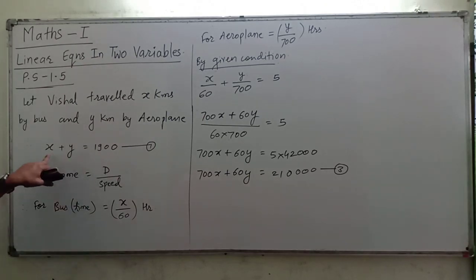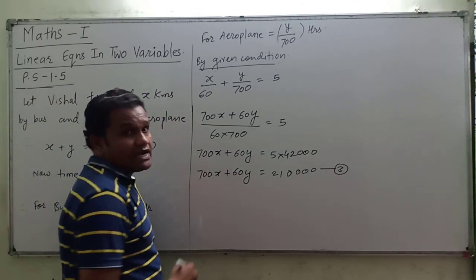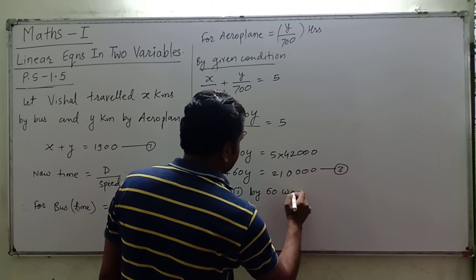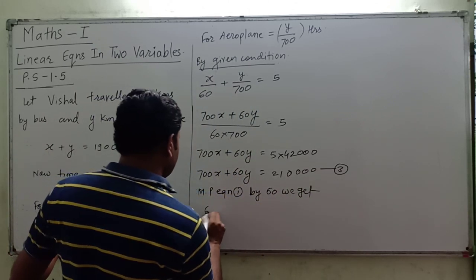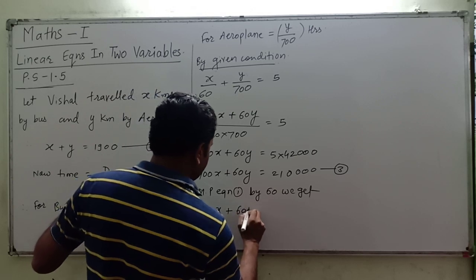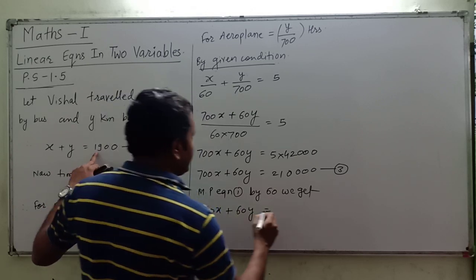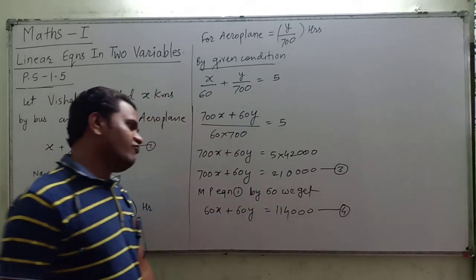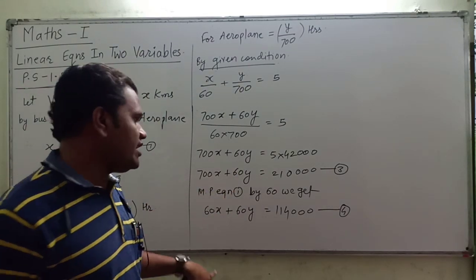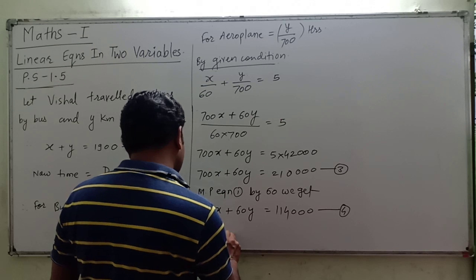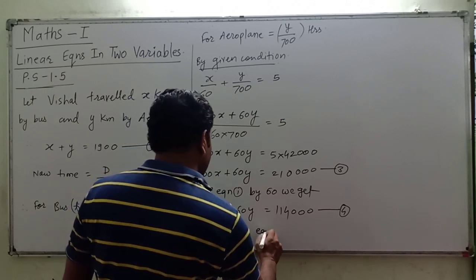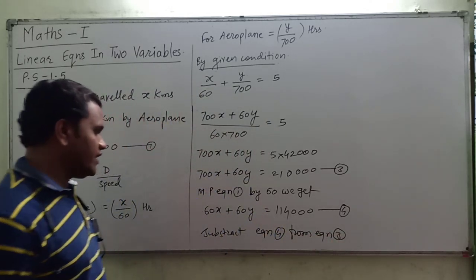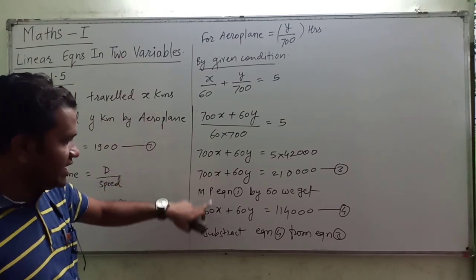Now in equation 1 we have x plus y is equal to 1900. We will multiply equation 1 by 60. Multiply equation 1 by 60, we get 60 into x, 60x, 60 into y, 60y, equal to 60 into 1900, which is 114000. So in this way, we get equation number 4. Now here you can see 60y, we subtract equation 4 from equation 3. Okay, in these two equations we subtract 700x minus 60x.